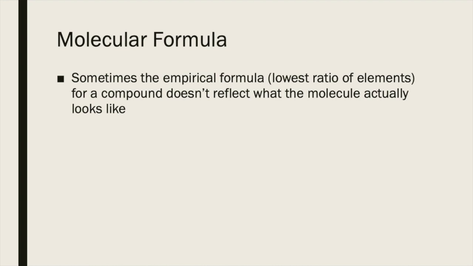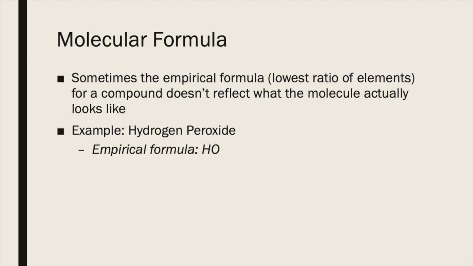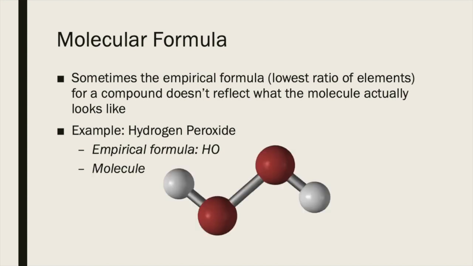However, sometimes that empirical formula doesn't actually reflect what a molecule looks like. So for example, let's take the molecule hydrogen peroxide. If you were to determine its empirical formula, you would find that it is HO. However, this is what the molecule looks like, where you can clearly see there's 2 oxygen and 2 hydrogen atoms in this molecule. So it doesn't really match what the empirical formula is showing us precisely.